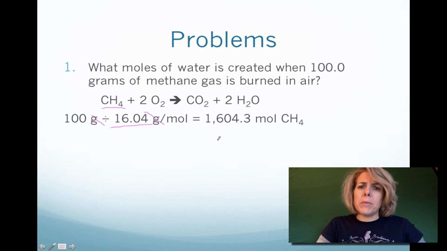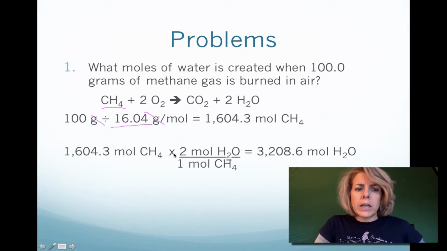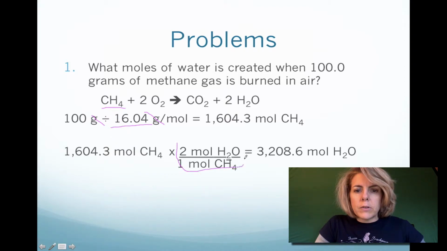So you can't stop there because that's just moles of methane. You then have to multiply it by the mole ratio. And notice that we are just using the coefficients that are part of the equation. There's an understood 1 in front here, and then there's a 2 there. Notice that the desired moles is on top. The moles we're trying to cancel out are on the bottom, so that we're left with moles of water.